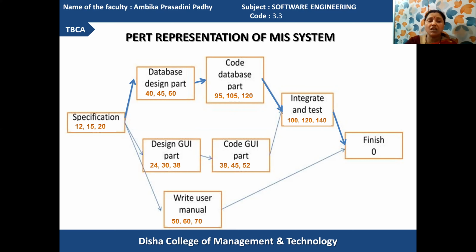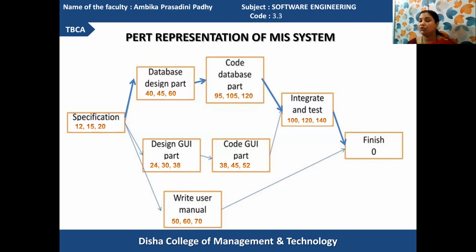Right? Suppose you have specified in the activity network that 15 days are required. You can go for an optimistic value, that is 12, or you can assume a pessimistic value, that is 20. Similarly, for designing the database part, you can go for 40, 45 or 60 days. For coding the database part, 95, 105 or 120 days. 105 is the likely value specified in the activity network, 95 is the optimistic value, and 120 is the pessimistic value. Similarly, you can watch for other activities.